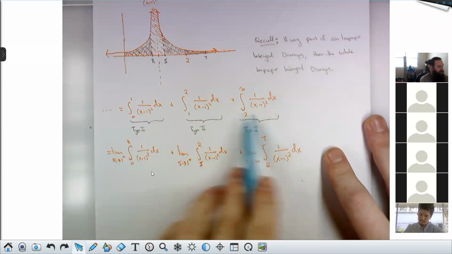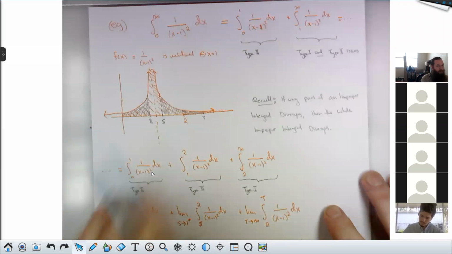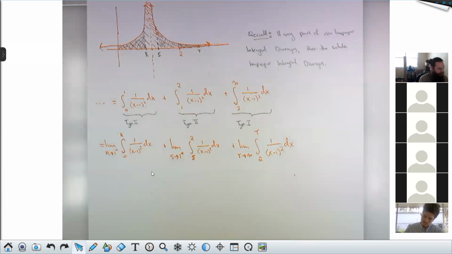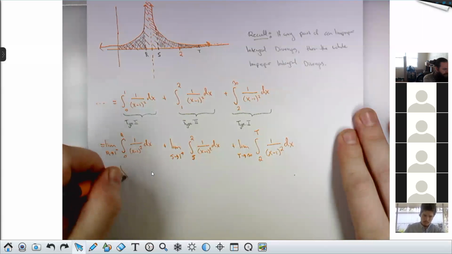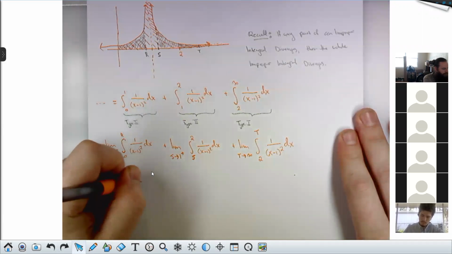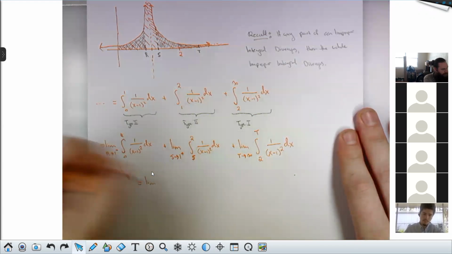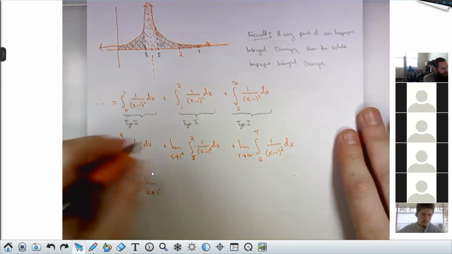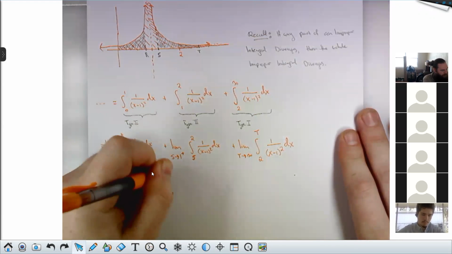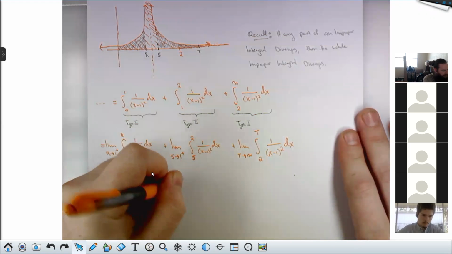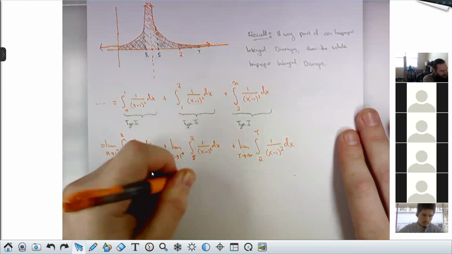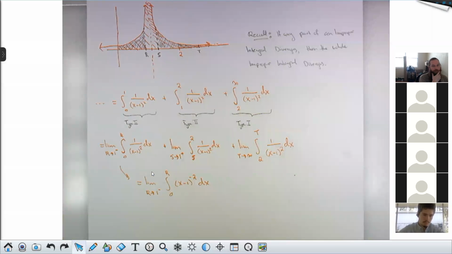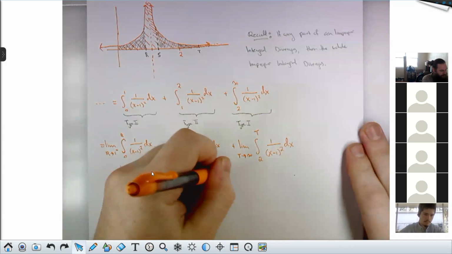So if any one of these were to diverge, then I would say that the original integral is divergent. So let's take a look just at this guy. He on his own is the limit as r goes to 1 from the left of the integral from 0 to r of (x minus 1) to the negative 2 dx. You make a little substitution.